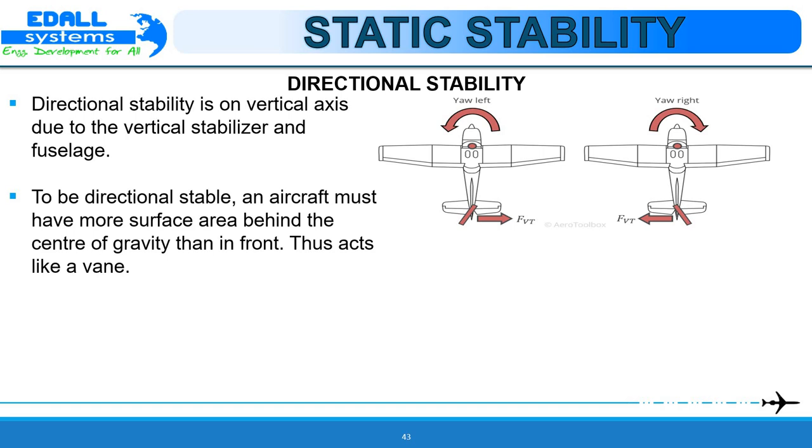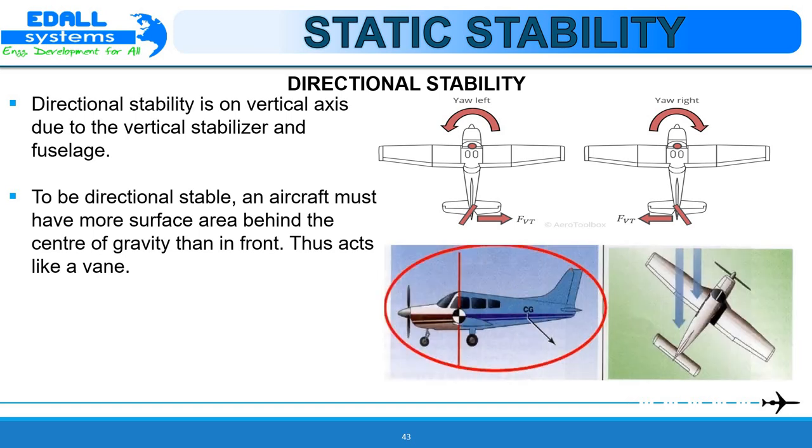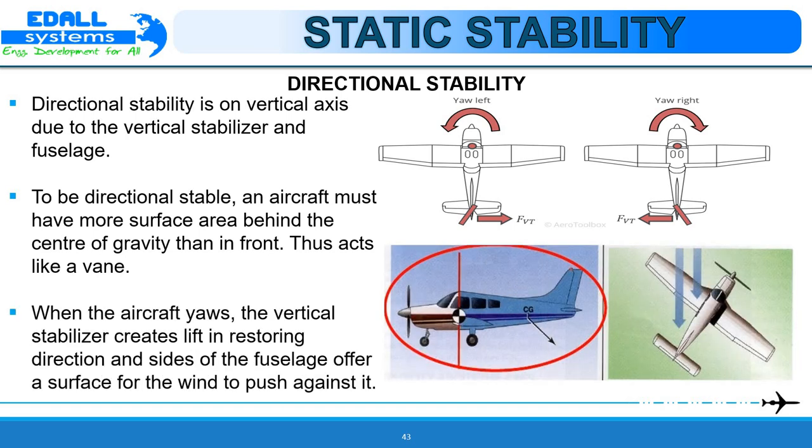To be directionally stable, an aircraft must have more surface area behind the center of gravity than in front, thus acts like a wing. When the aircraft yaws, the vertical stabilizer creates lift in the restoring direction, and the sides of the fuselage offer a surface for the wind to push against.